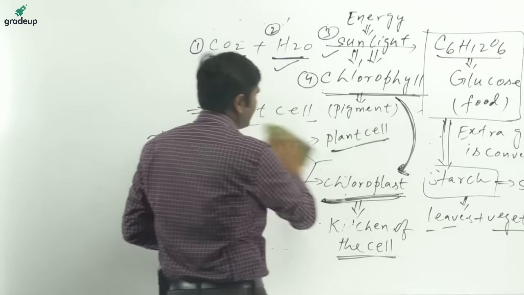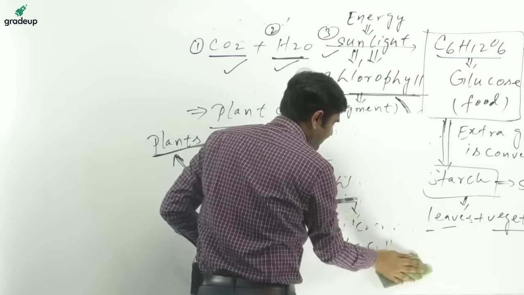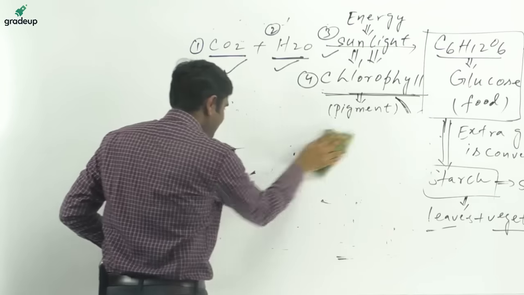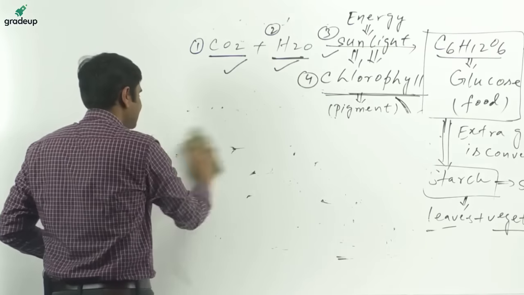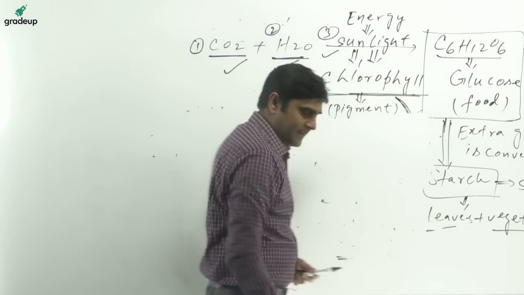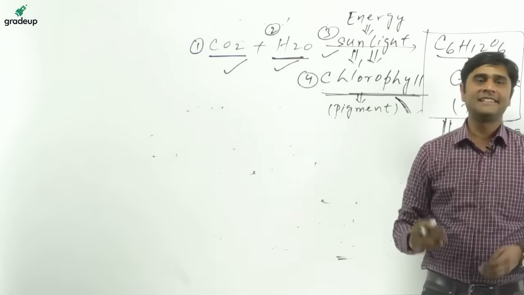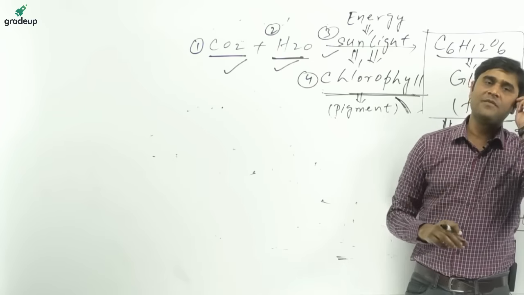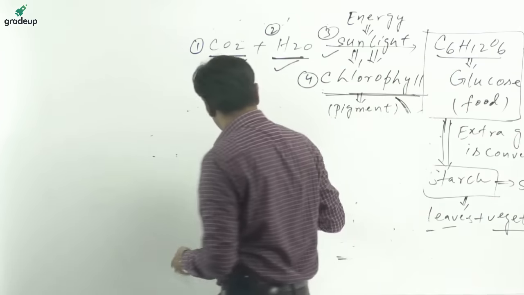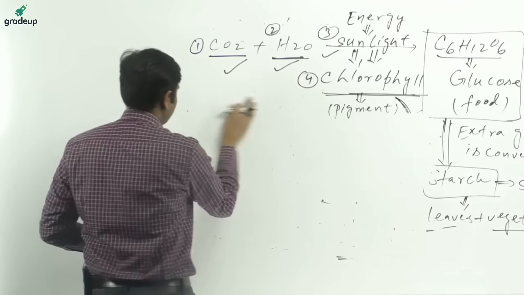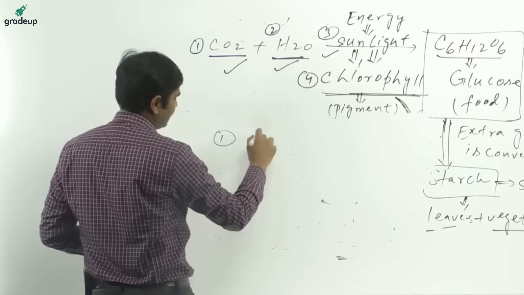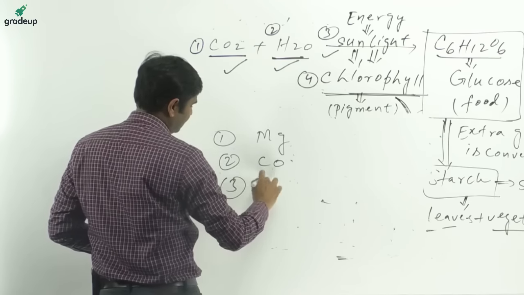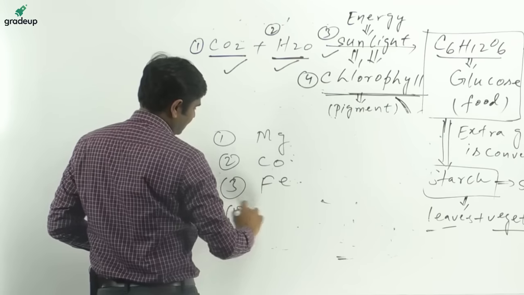A question that can be asked from here, and a very famous question guys, you all know about it: which of the following metals is present in chloroplast? Give me your answer guys. Your options are, guys, magnesium, cobalt, iron, zinc.